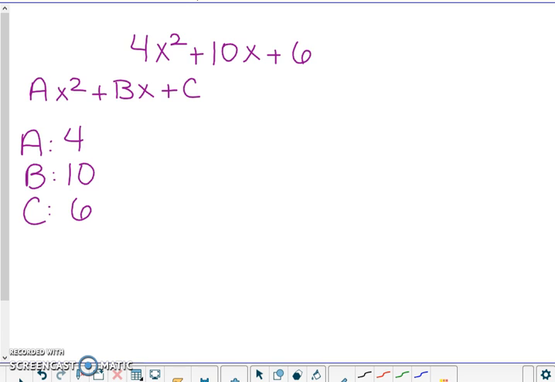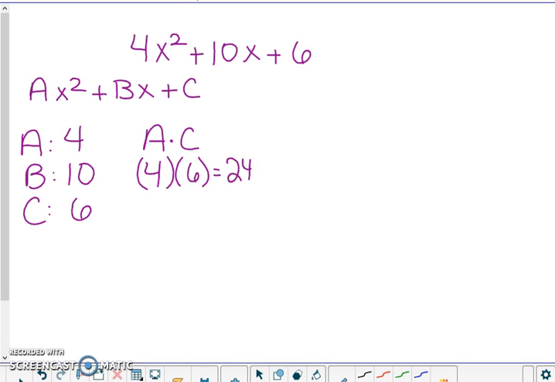The second step in every single factoring method is also the same. The first thing you're going to do after making your list is multiply your A and your C. So since my A is 4 and my C is 6, my A times C is 24.